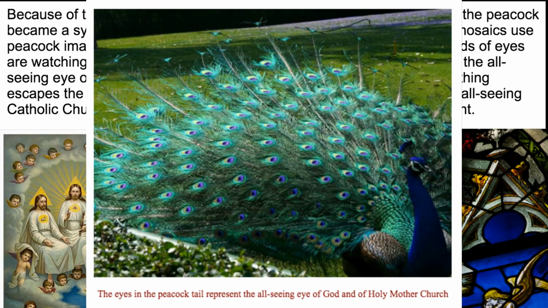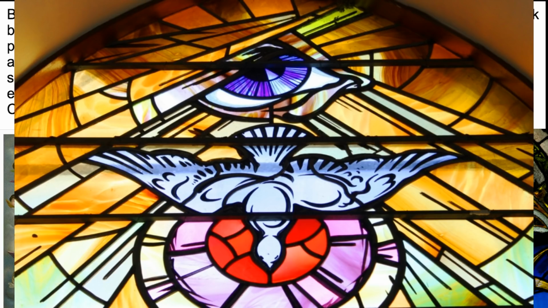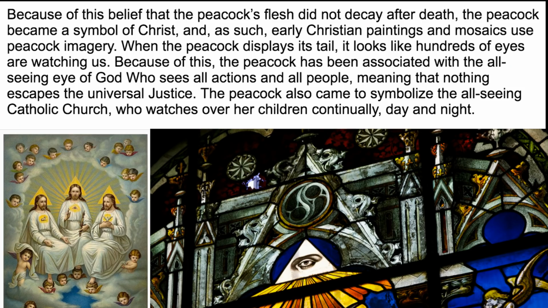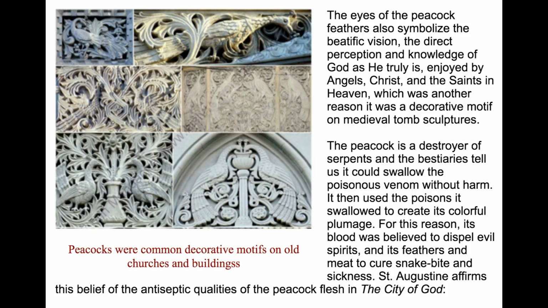The all-seeing Catholic Church. And who is this Catholic Church that has conquered and divided the nations and came and destroyed peoples over here, the original Hebrews that were over here in America, in the name of the church and Jesus? Continuing, it says, who watches over her children continually, day and night. So the peacock also came to symbolize the all-seeing Catholic Church. As you can see here, some of the images of some of the peacocks on the walls of these churches. It says peacocks were common decorative motifs on old churches and buildings. It says on the bottom there in red.